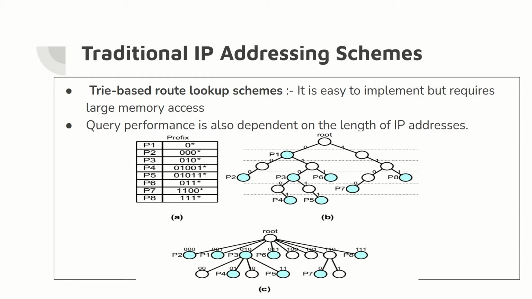A trie is an efficient information retrieval data structure used in various scenarios, especially in auto-completing tasks. The search complexity is optimized and tries are easy to implement. Tries, however, suffer from large memory access while searching. As we can see from the figure, as the length of the prefix increases, as in the example of P4 and P5, the depth of the trie traversed increases. Thus the query performance is dependent on the length of the IP addresses and thus leads to less efficiency.